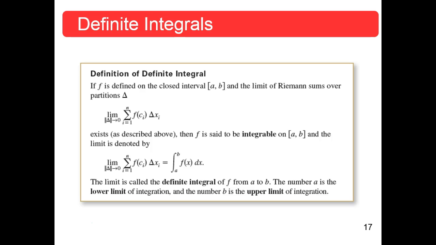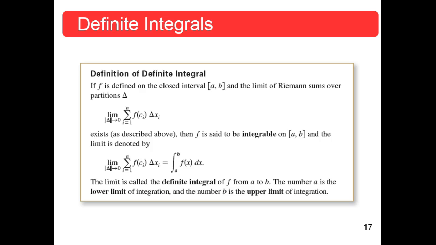So, the definition of definite integral: if f is defined on the closed interval a to b, and the limit of the Riemann sums over some partition delta, as the norm of that partition delta, the largest piece of that partition, goes to 0, of the sum from i equals 1 to n of f of c sub i delta i exists. That limit does exist as described below if all that is met, and f is said to be integrable on that interval a to b.